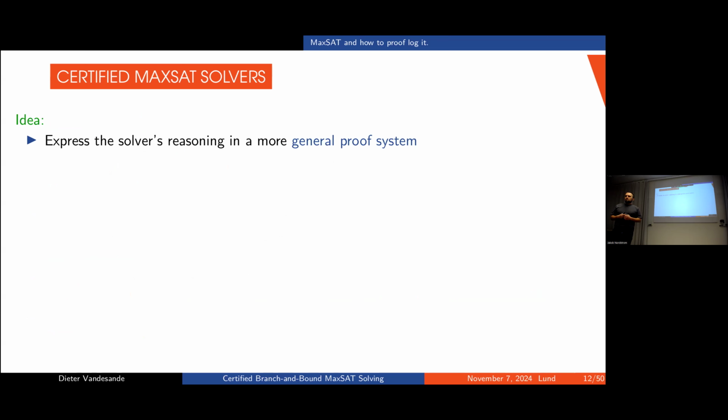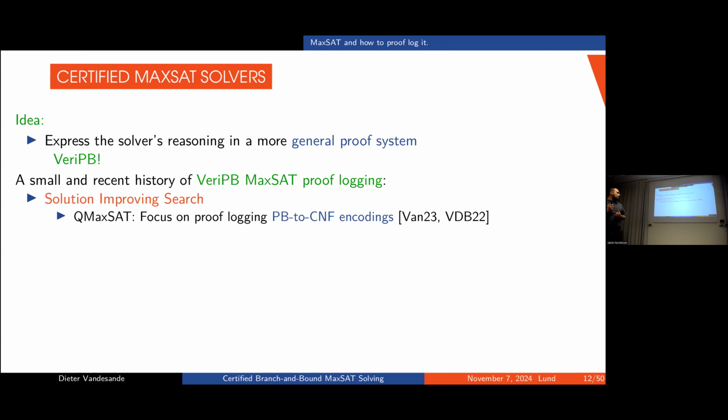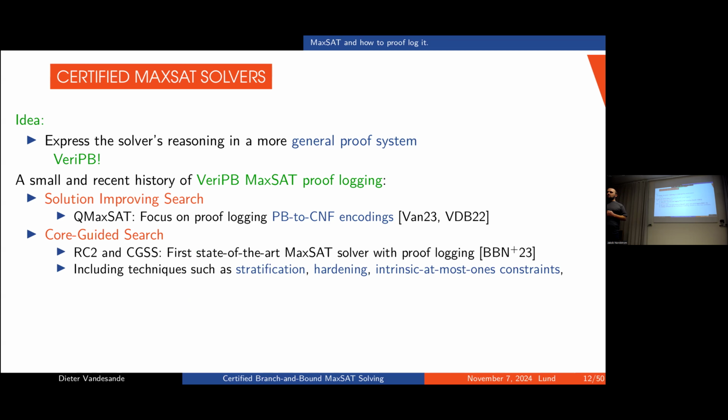So why don't we use a more general proof system? And that's what we do. We use VeriPB as a more general proof system for MaxSAT. It's not designed for MaxSAT proof logging, but we use it for that. To give you a small overview of what has already happened with VeriPB MaxSAT proof logging, first there was QMaxSAT, which is a solution improving search solver, and the focus there was really on proof logging the Pseudo-Boolean to CNF encodings of the solution improving constraint. And then we had RC2 and CGSS, and we included all of the extra techniques such as stratification and so on to have finally a first state-of-the-art MaxSAT solver with proof logging.